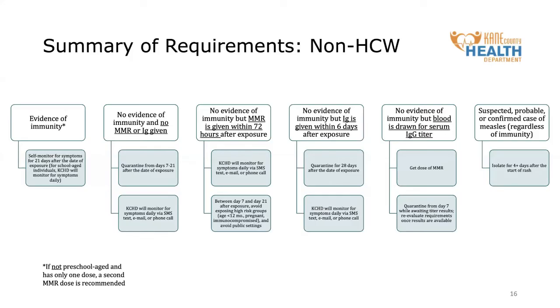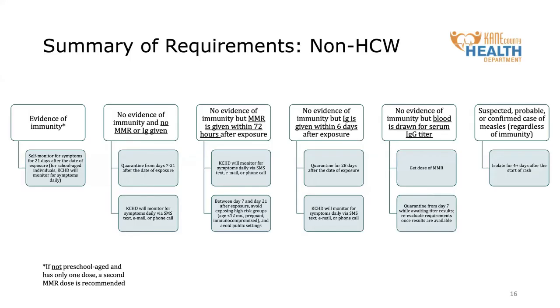If an individual has no evidence of immunity and does not receive any form of post-exposure prophylaxis, such as the MMR vaccine or immune globulin, they must quarantine, and Kane County will actively monitor for symptoms. As a reminder, quarantine occurs from days 7 to 21 after the exposure date, except for healthcare workers, who must quarantine from days 5 to 21.